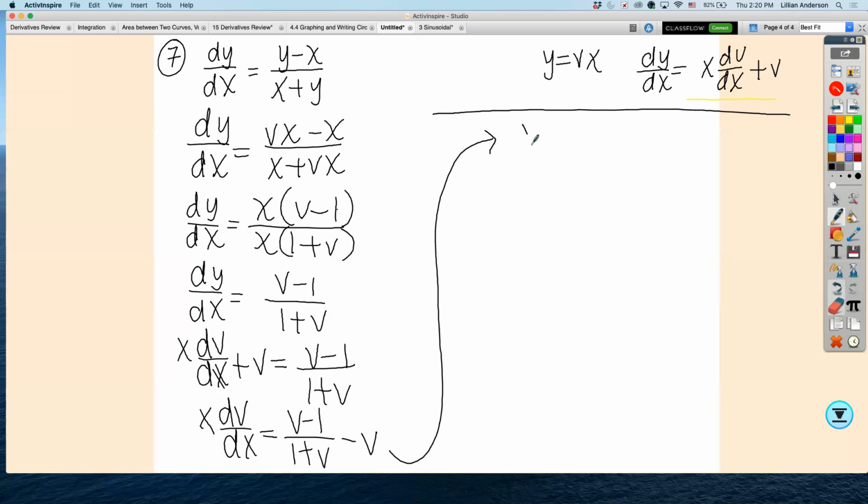So then my common denominator is going to be 1 plus v. If I multiply this by 1 plus v, that's going to turn into v minus 1 minus v squared. Right, because I'm trying to make it a common denominator, so I do this to the top and the bottom. Negative v squared minus 1, because my regular v's would cancel out.